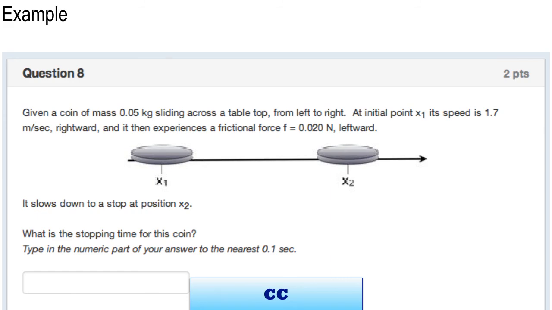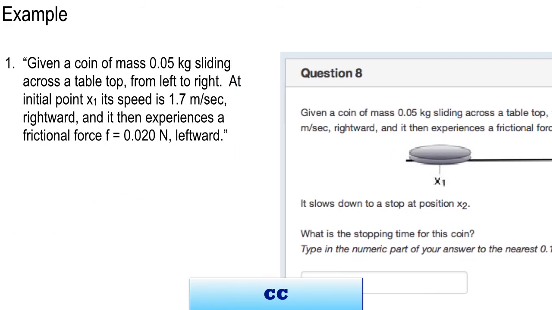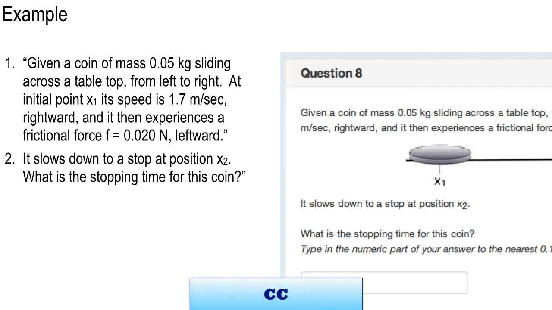A given coin of mass 0.05 kilograms. Here's the text of it. Sliding across the tabletop from left to right. At initial point x1, its speed is 1.7 meters per second, rightward. And then it experiences a frictional force, F equals 0.020 newtons leftward. Question: it slows down to a stop at some position x2, further down the line. What is the stopping time? How long does it take?